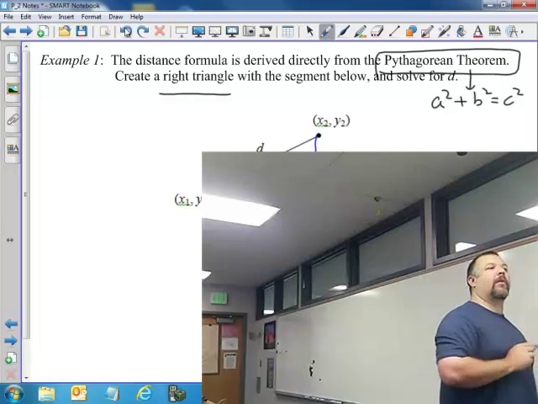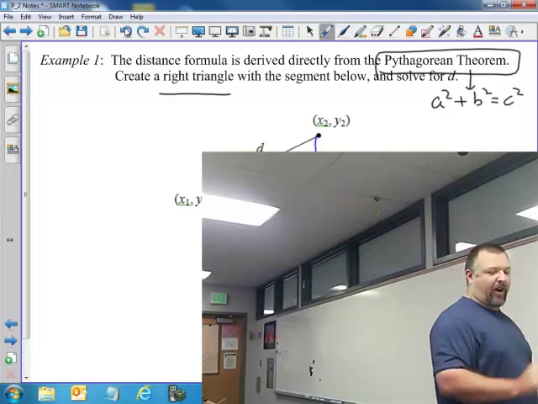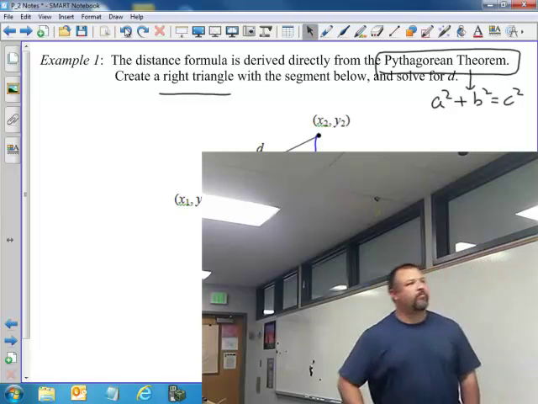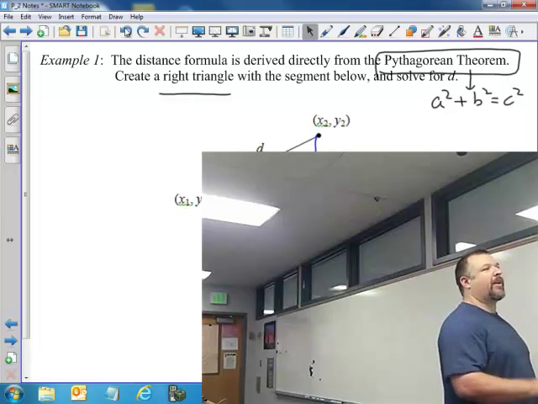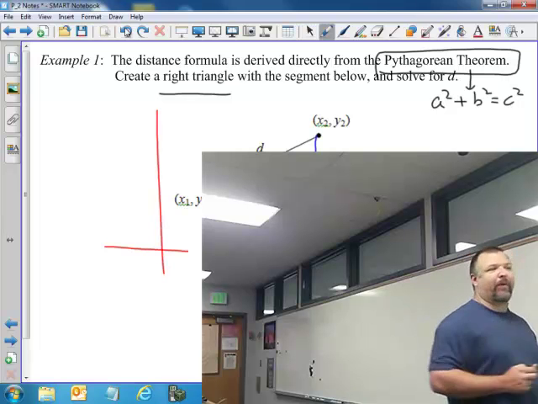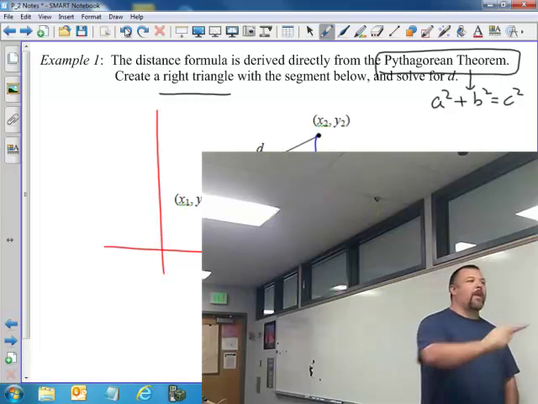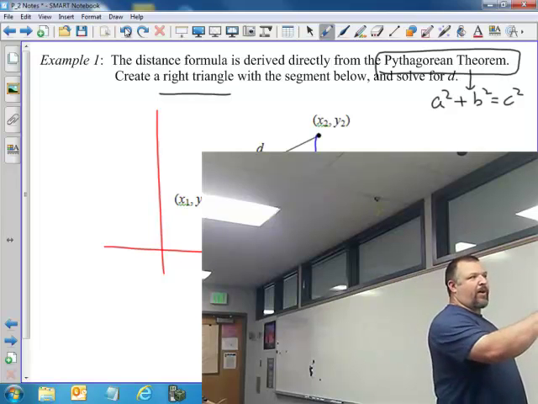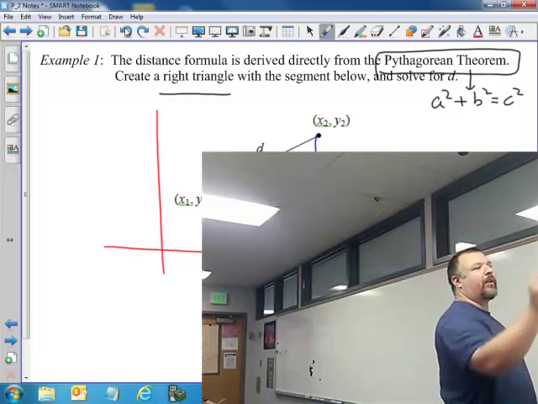Okay. And Mr. Lecky, what does derive mean? Figure out. Prove. Okay, so we're just doing it all with letters? Doing it all with letters. Now, let's suppose we're on graph paper. So we have a point at x1, y1 here, and x2, y2 is here.